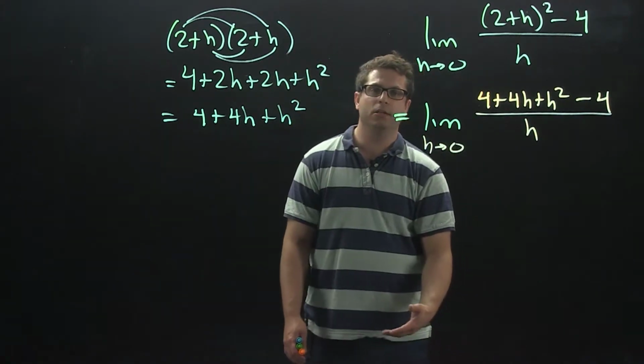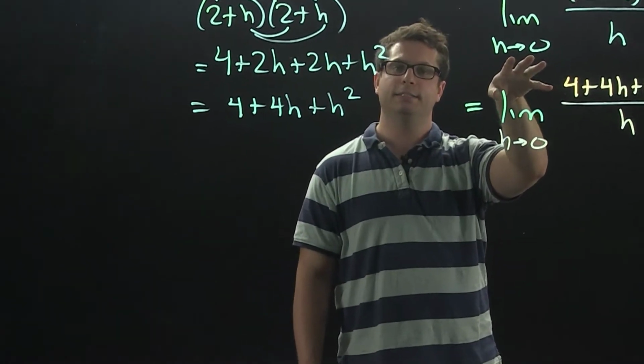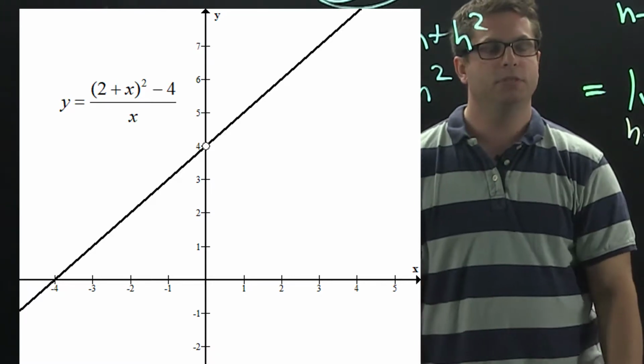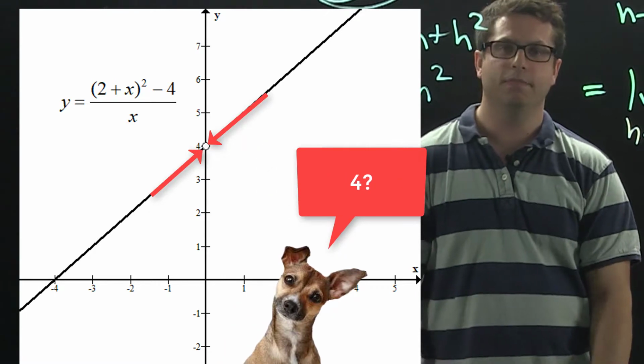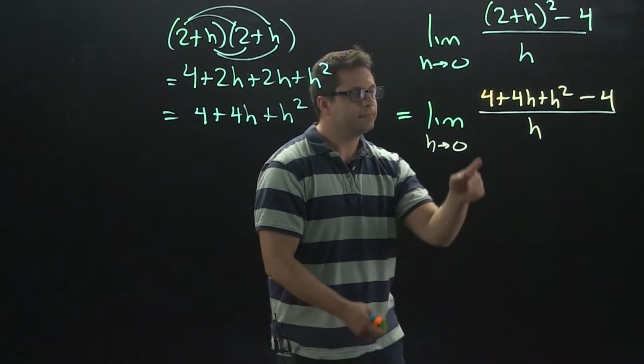Real quick, let's take a look at the graph of this function. Just pretend like h is really x. Now you'll notice that on the graph, when x approaches 0, this function does approach a y value. So we know the limit exists. So okay, back to the problem.